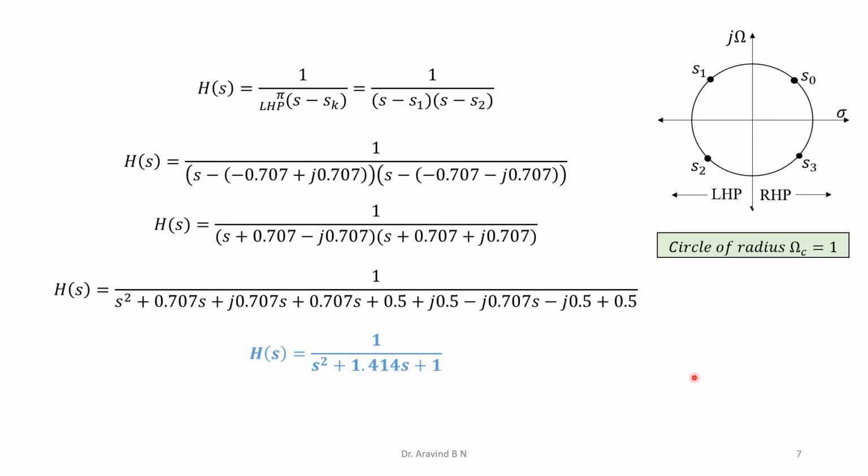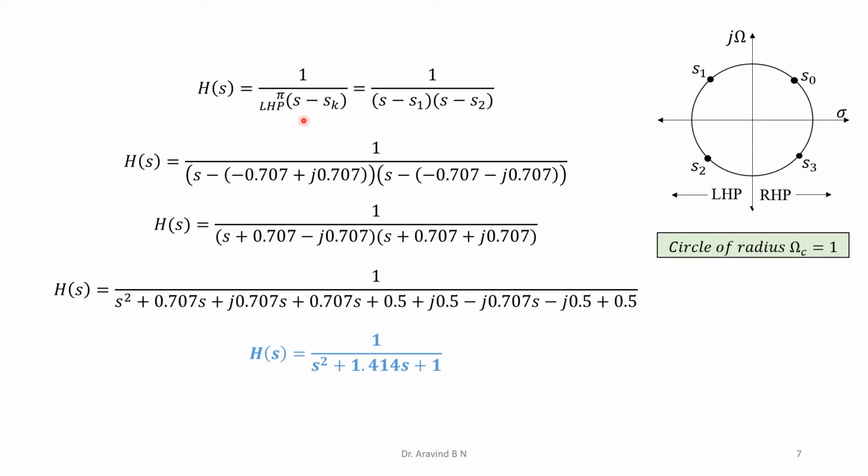Now map all those values on the unit circle. After mapping, we get S0 at this position, then S1, S2 and S3 in these respective positions. Our consideration is only the left hand poles, therefore the values present on the right hand side, we just neglect them. So here is the representation.